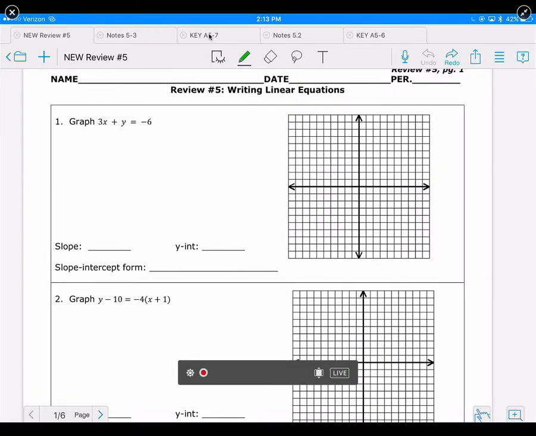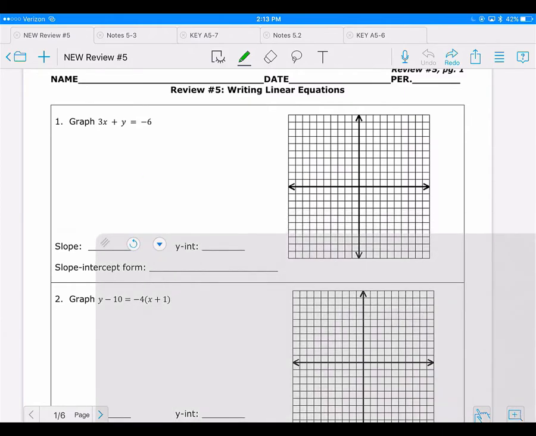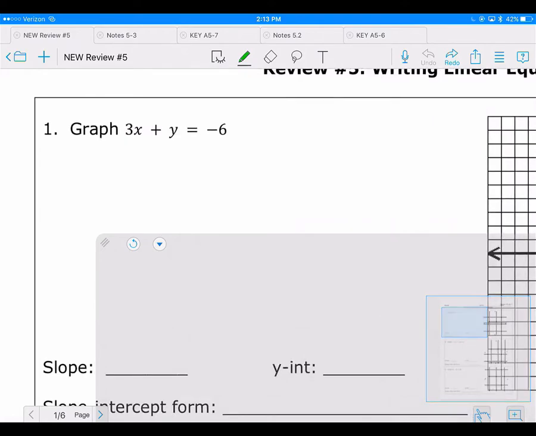This video covers Review 5, Graphing Linear Equations. On problem 1, we are asked to graph 3x plus y equals negative 6.